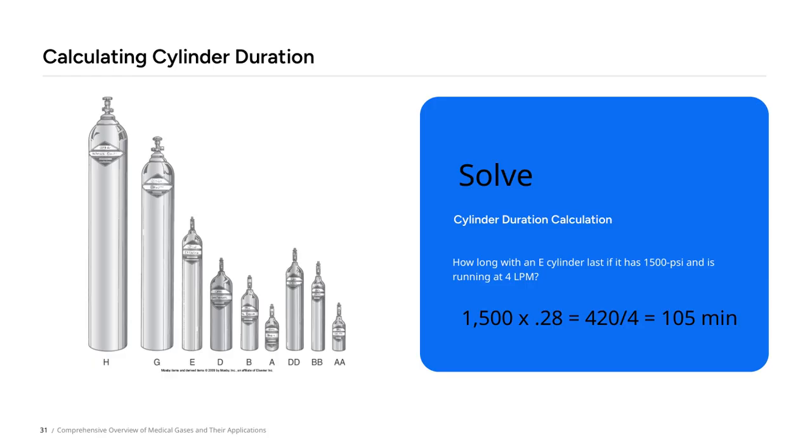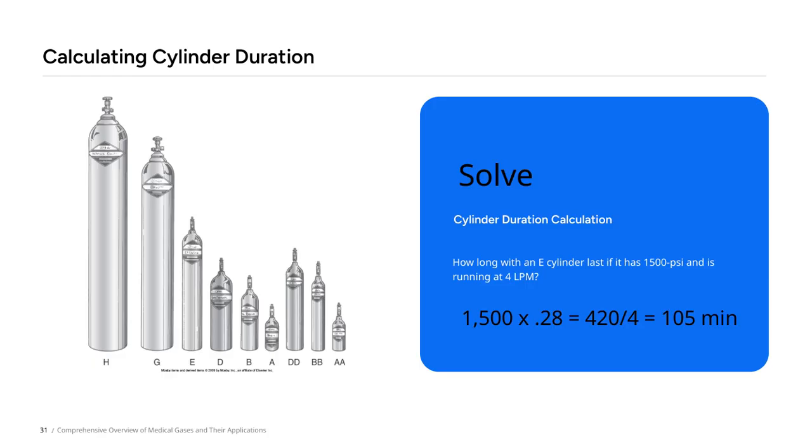To convert that pressure into usable gas volume, we multiply it by a conversion factor. In this case, that factor is 0.28. So, 1500 times 0.28 gives us 420. This number represents the total volume of gas available in cubic feet.